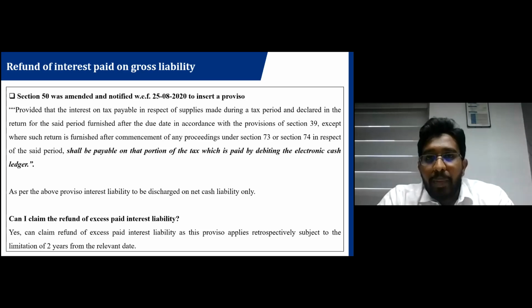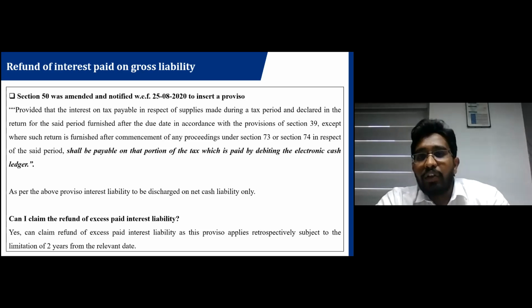Now, whoever had paid interest on gross liability, what's their position? They can claim a refund. But refund is subject to limitation, so the same issue comes again. You can file a refund application within 2 years from the relevant date. You should go to the higher levels to defend the case. Since Section 50 is retrospectively amended, you have a higher probability of winning the case if you file a refund application. If it is within the 2 years time period, there is no issue. You will get your refund without much difficulty.